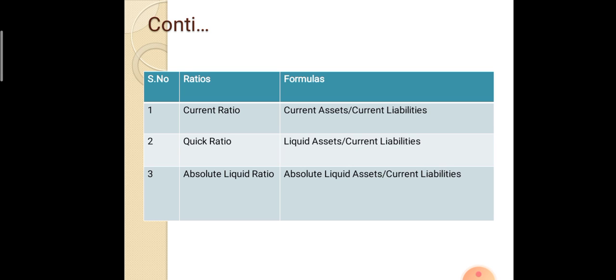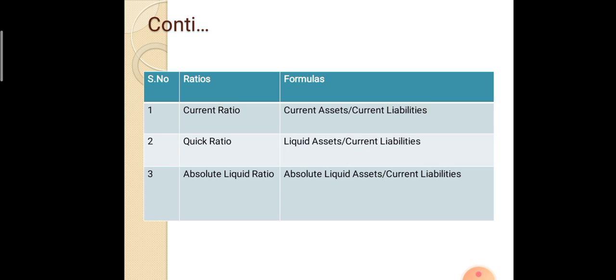So that we can call it liquid assets. And here quick liabilities is equal to current liabilities minus bank overdraft. Here the quick ratio formula can also be quick assets divided by current liabilities.